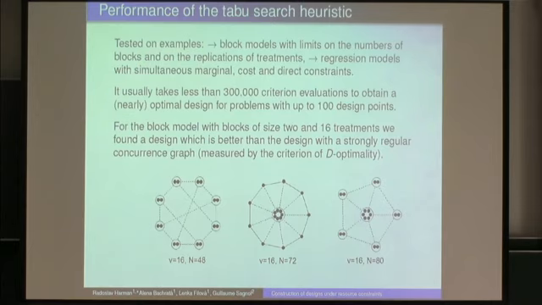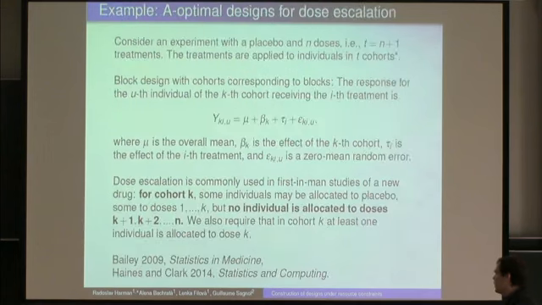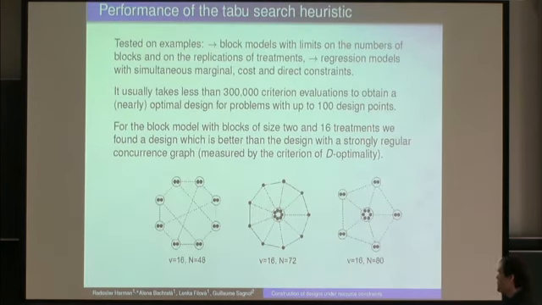There is a conjecture that designs with strongly regular concurrence graphs might be D-optimal. So this is not true. For 16 treatments and 48, for instance, 48 blocks, there is a design which is better than the strongly regular design in this setting. For this n, there is a strongly regular design, and we found a somewhat better design. The strongly regular design is very efficient, 99% or something.